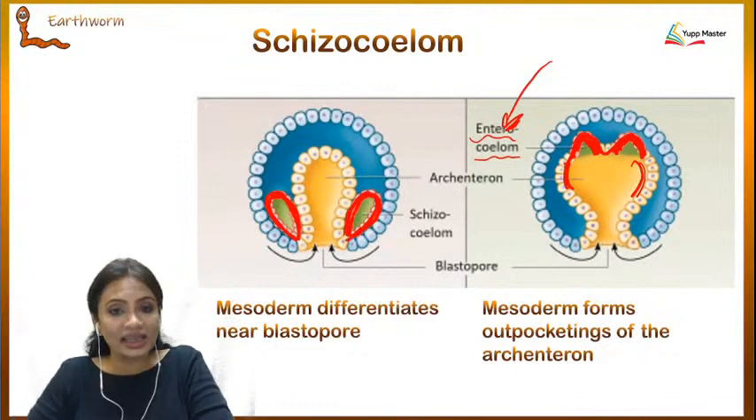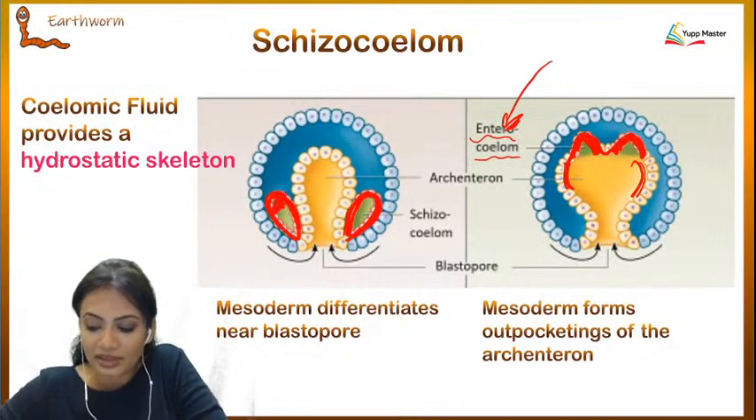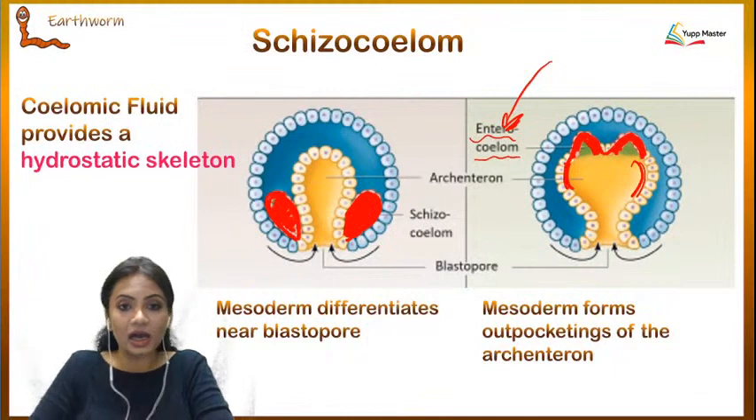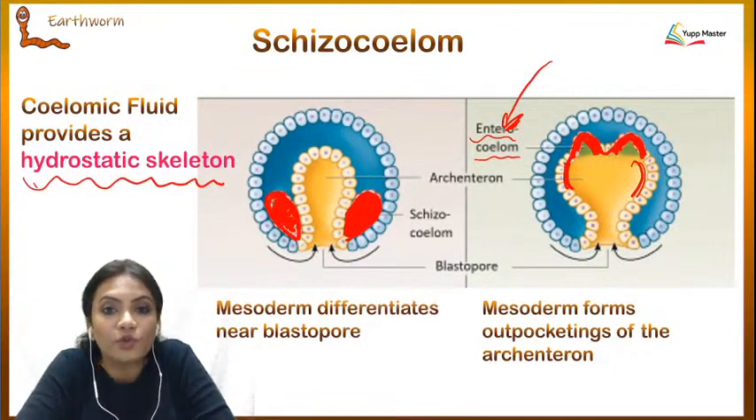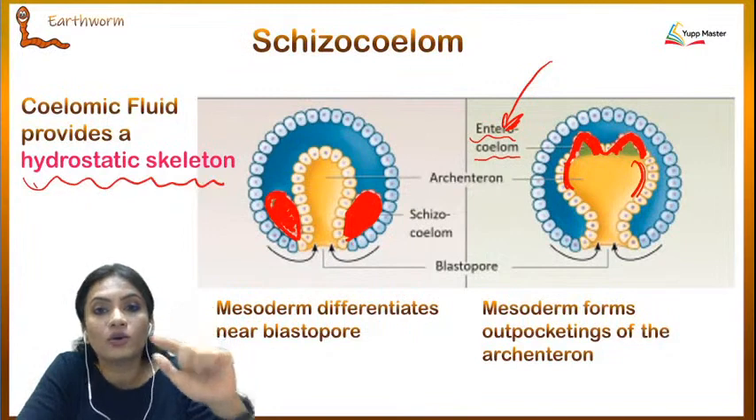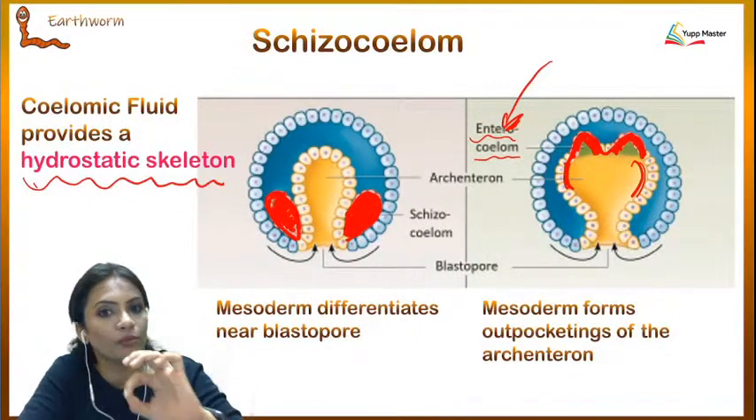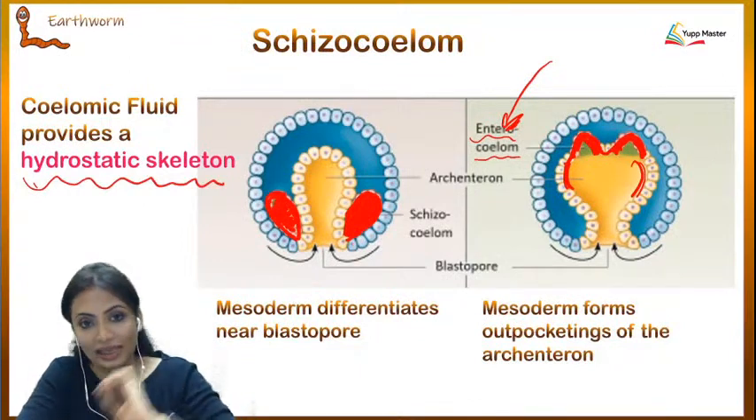We see here in the schizocoelom, the fluid that is present inside is going to provide a hydrostatic skeleton. It is the fluid present in this coelom which allows contractions of the muscles, which allows this animal to locomote. That's why this is called a hydrostatic skeleton here.